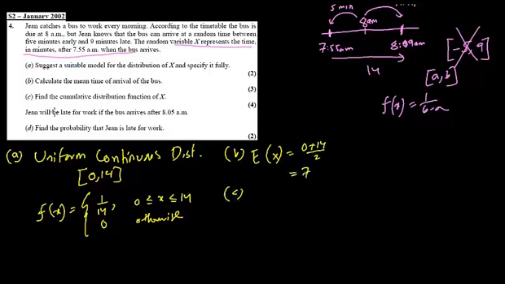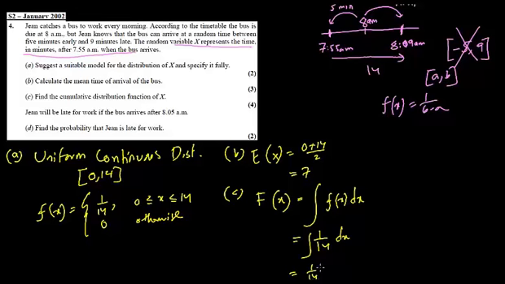Question number C. Find the CDF. Now, the formula for CDF is integration. Since CDF is cumulative, integration has to be done. So the CDF equals the integration of the PDF. It doesn't have any limit because we want an expression. So this would be the integral of 1 by 14 dx, which is 1 by 14 x plus c.